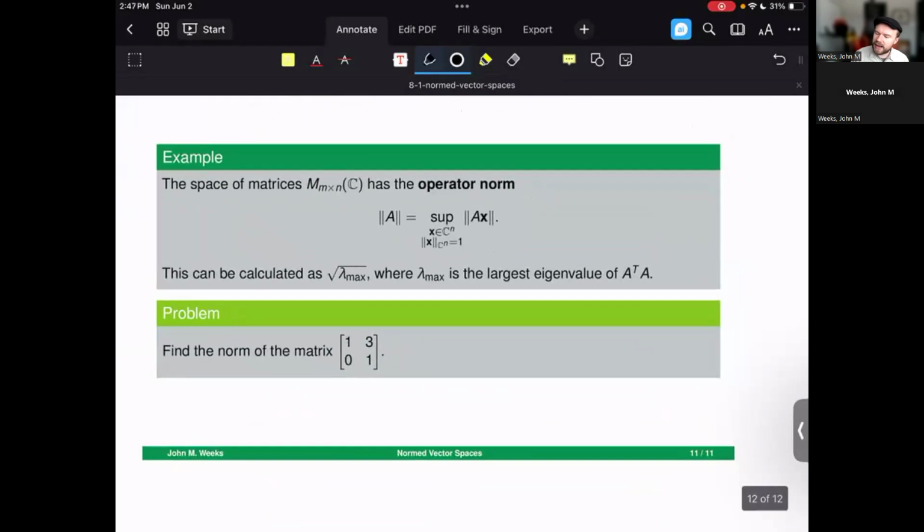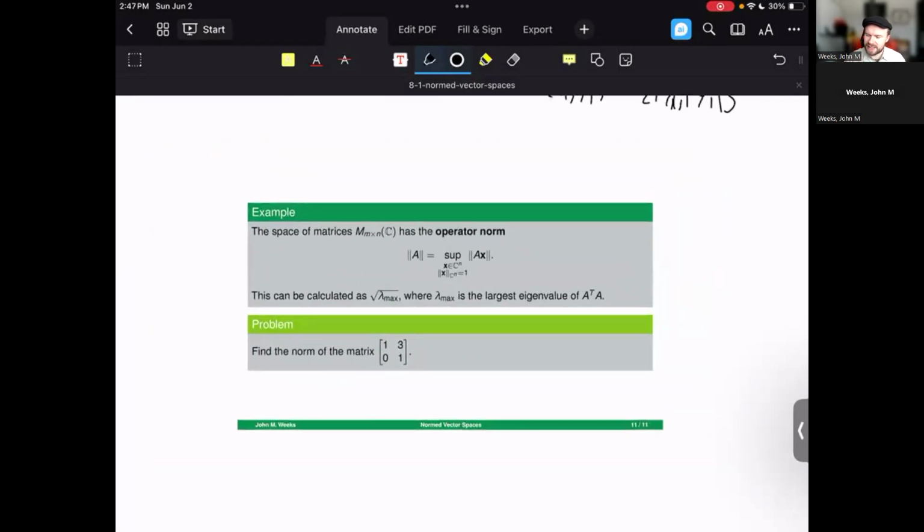There's one more space that I want to give a norm to, because we haven't talked about matrices in a long time. In particular, for this one, we are going to want to go back and remember some things from linear algebra. In our next section, in this video, I'll talk a little bit more about how this sort of operator norm is gotten.